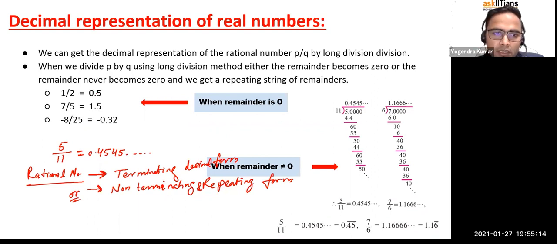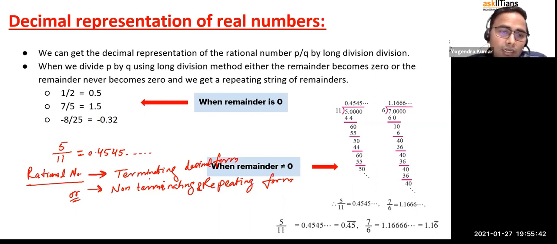If it is a terminating decimal form, we can say directly that it is a rational number. But if it is non-terminating, a non-terminating decimal form may be rational or irrational, depending on whether it is repeating or non-repeating. If it is non-repeating, then it is irrational, and if it is repeating, then it is rational, right? Now they can make so many questions out of it.